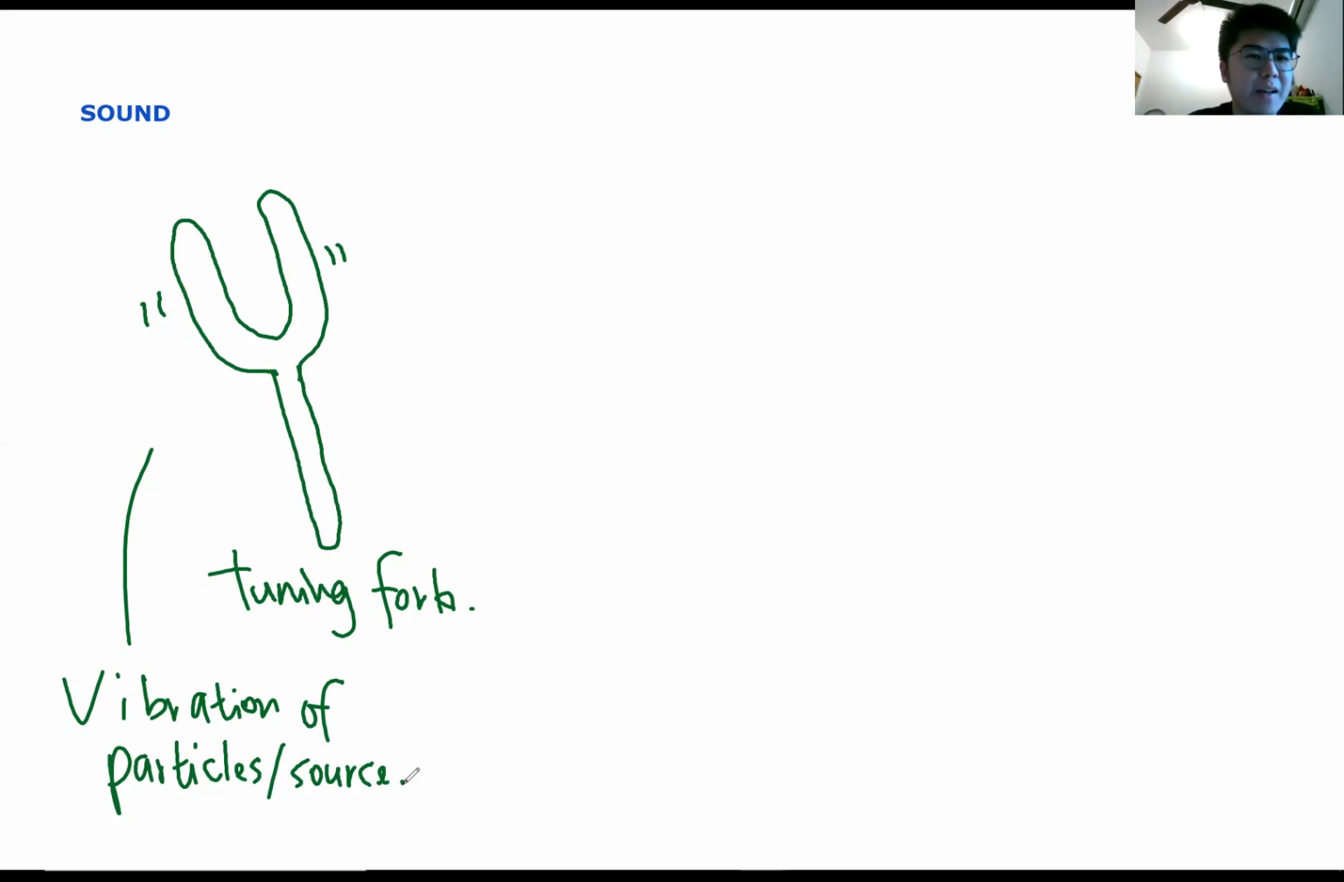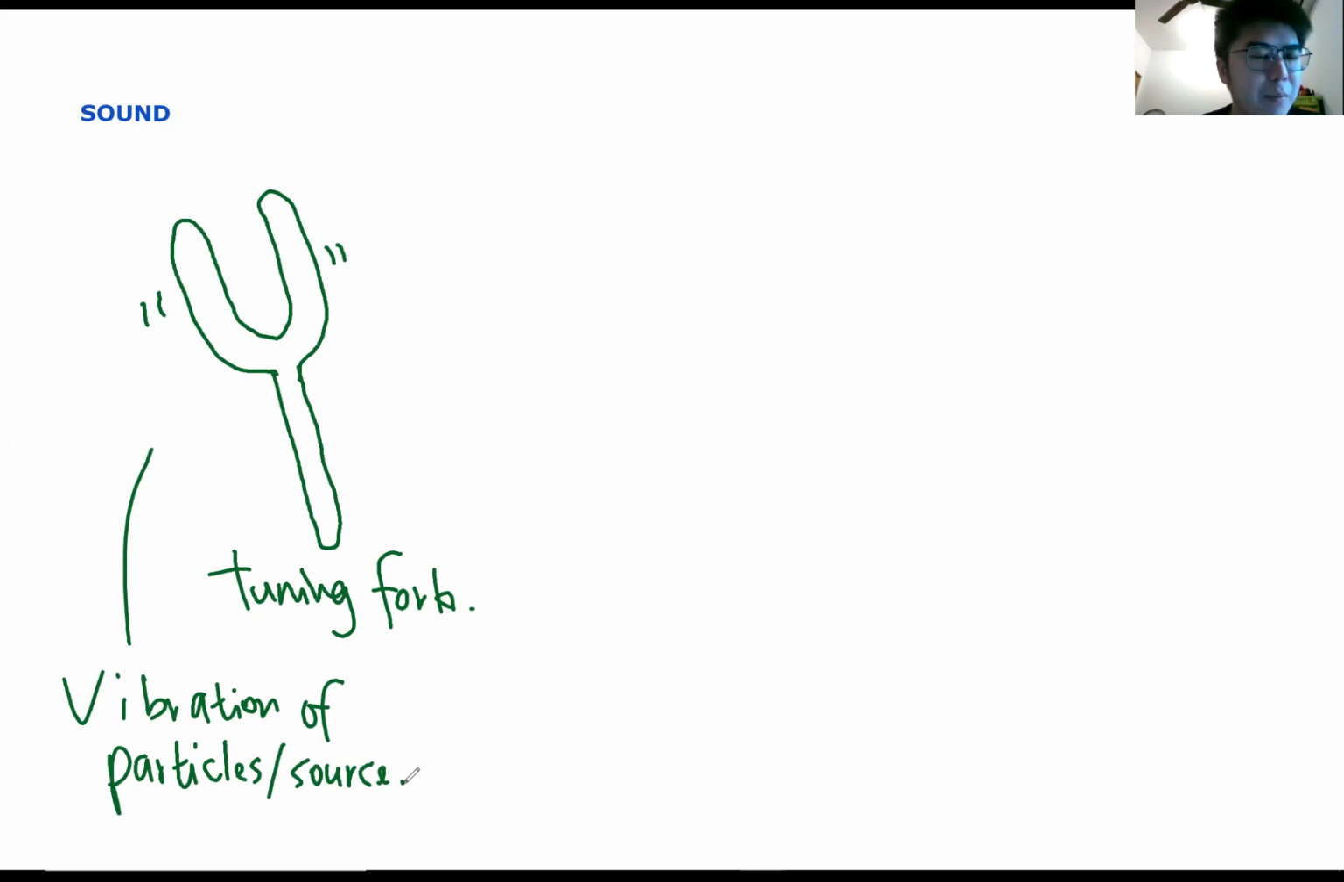For example, when you sing, where is your source? Your vocal cord, in your throat. When you play the guitar, where is your source? The strings. When you play the piano, the notes inside the piano. So you must have a source. First, it starts from the vibration of particles of the source.